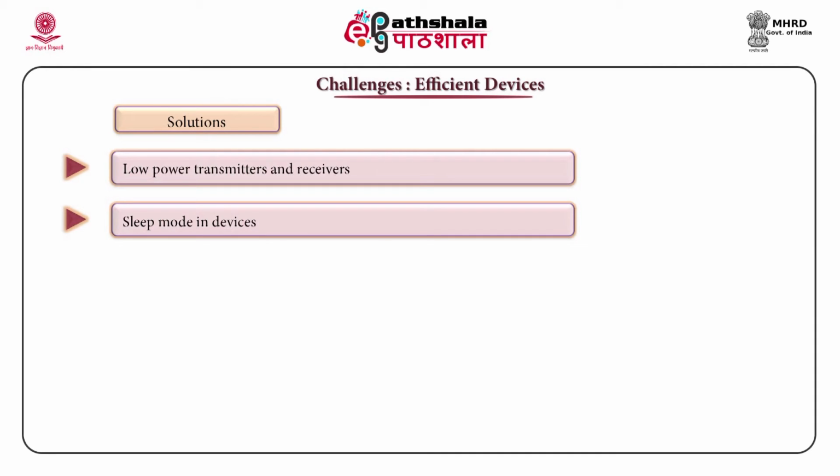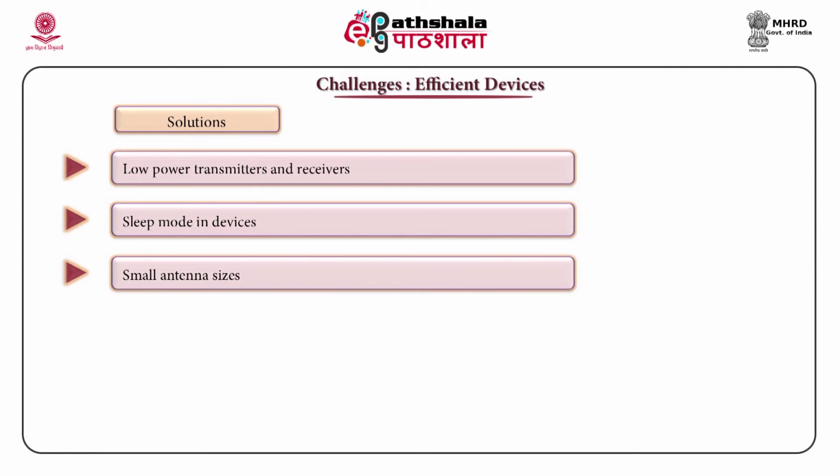Advances in semiconductor technology and transmissions at high frequencies have resulted in small antenna sizes, hence making the devices lightweight and energy efficient. Energy efficient signal processing components like CMOS offer an energy efficient yet cheap option compared to its counterpart ECL, which is fast but power hungry.